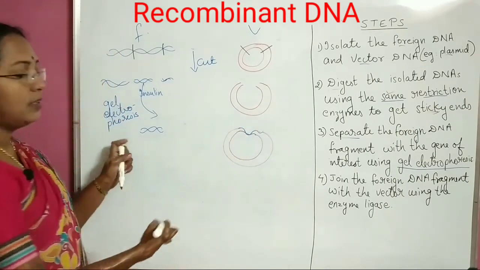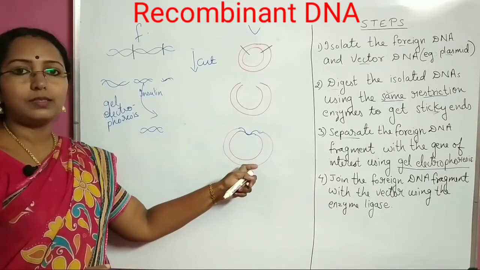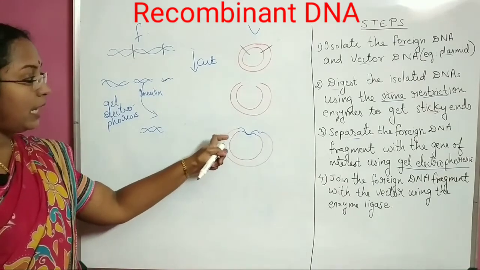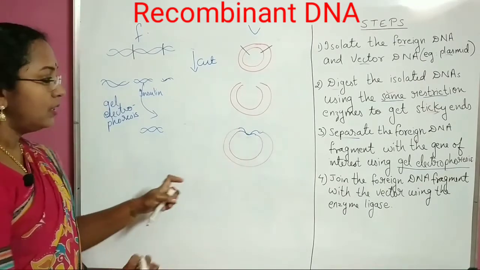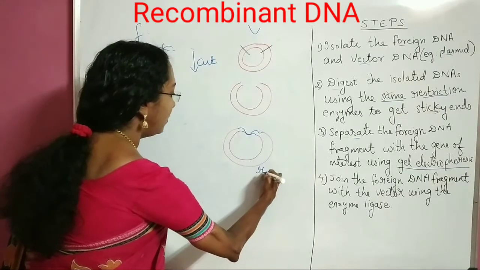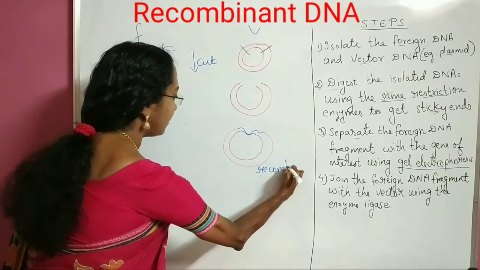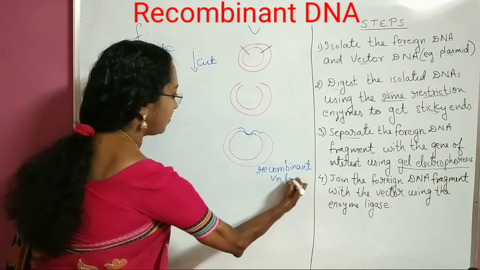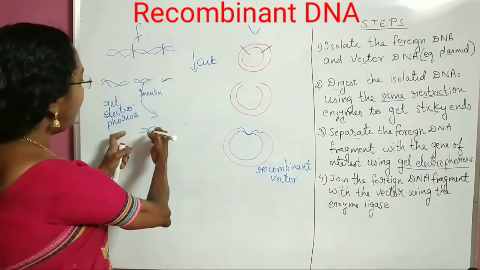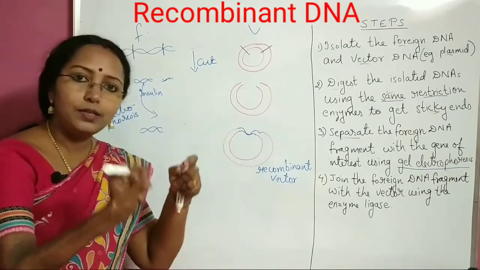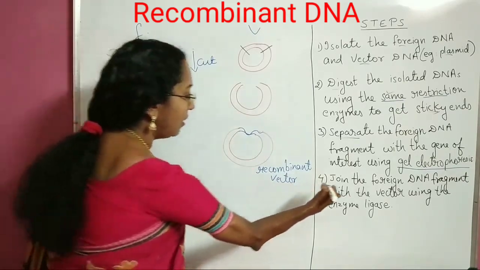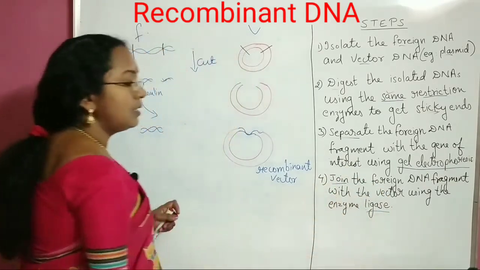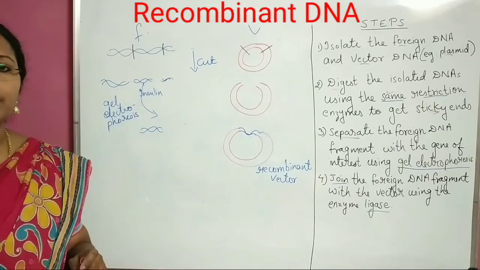It is inserted here. Foreign DNA is now here in the vector DNA. So now what will I call this vector as? It is having a foreign gene, isn't it? So I will call this vector a recombinant vector. Now I cannot just keep it here. I have to join it. So how do I join the foreign DNA with the vector DNA? Using the enzyme ligase. Okay.